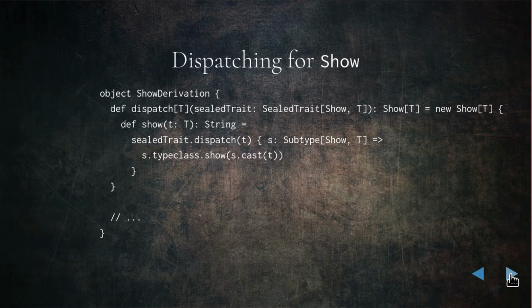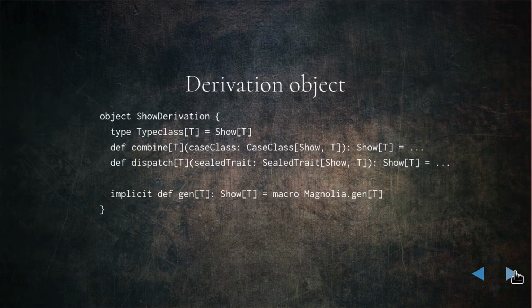In the case of sealed traits, very similar thing. We have a convenient method, dispatch, which will dispatch to a subtype. I won't spend too long on that, but again, look at the size of the code. It's small. It's reasonably simple. I'll take questions at the end, usually.